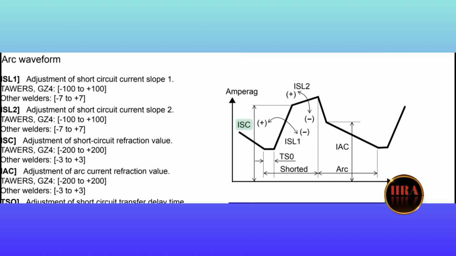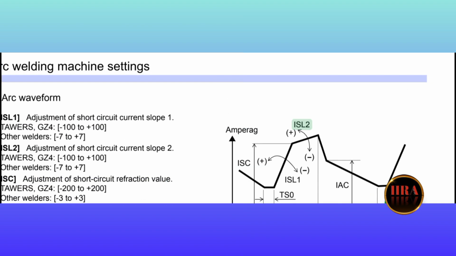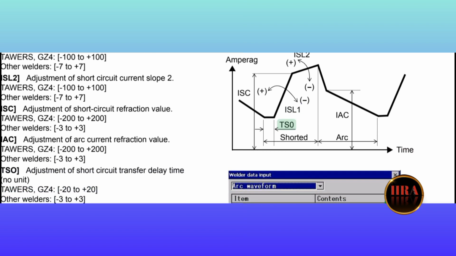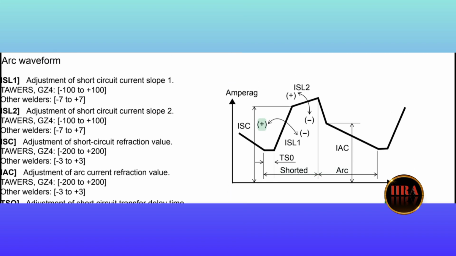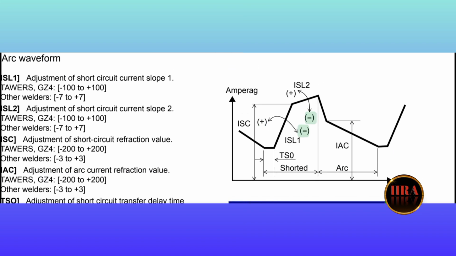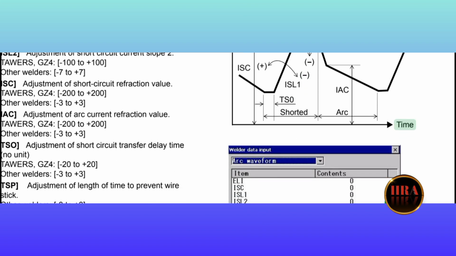Amperag. ISC. ISL2. ISL1. TS0. IAC. Shorted arc. Plus. Dash closing parenthesis opening parenthesis dash. Time arc welding machine settings.